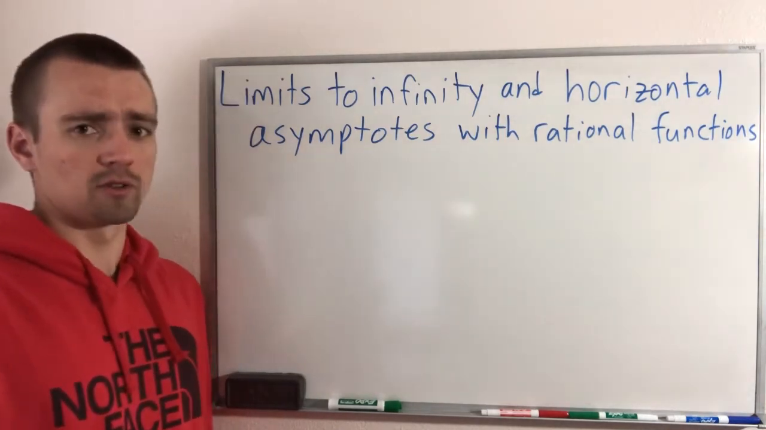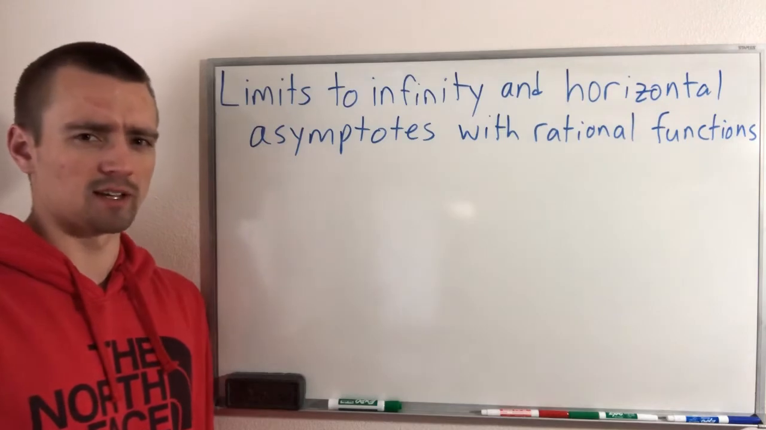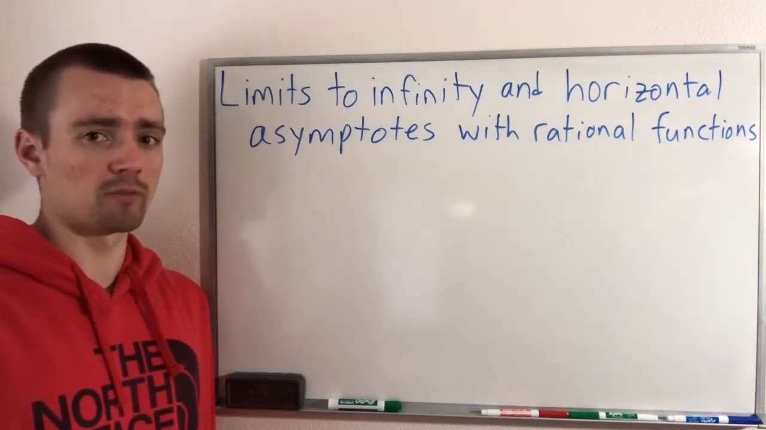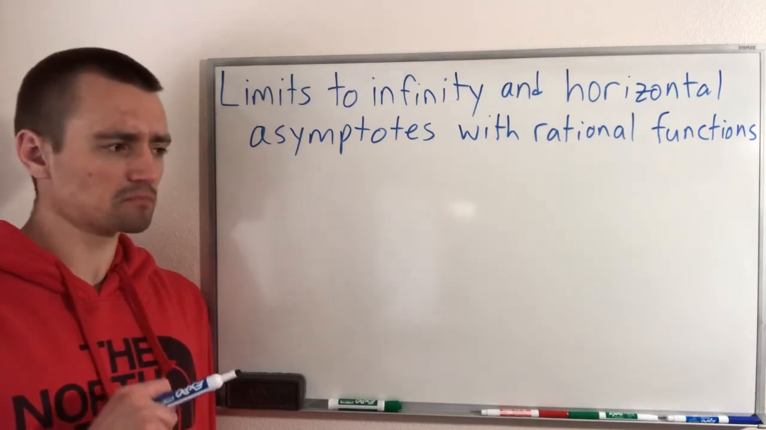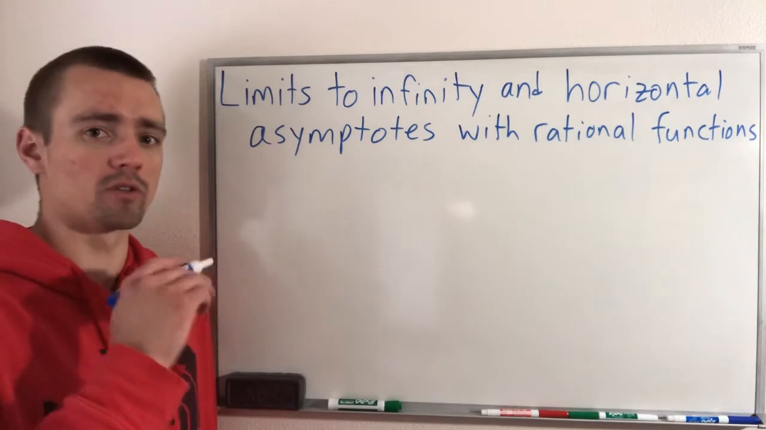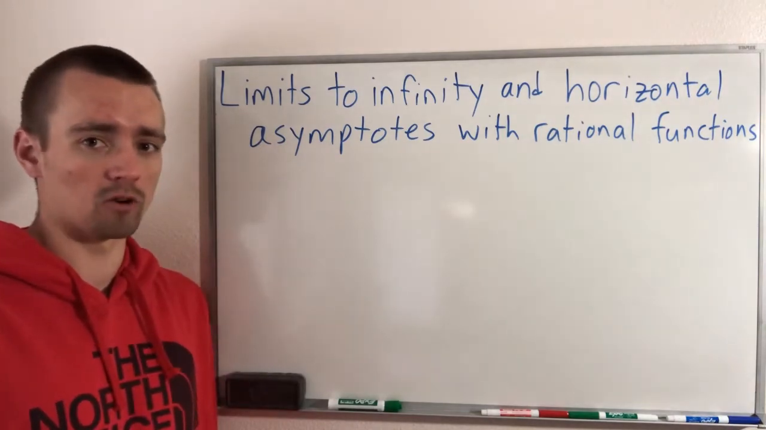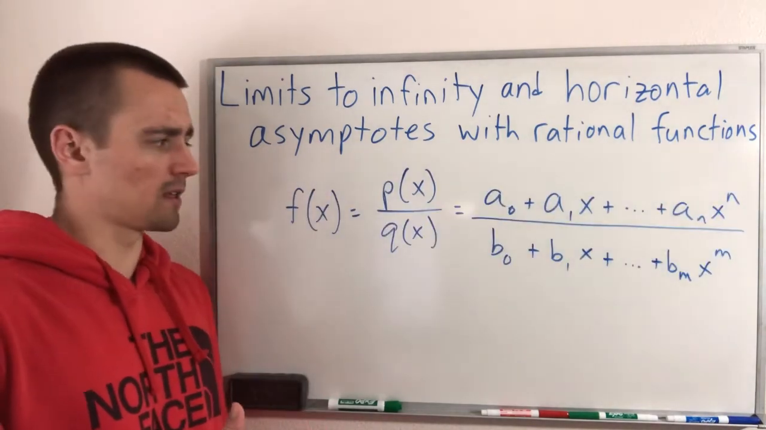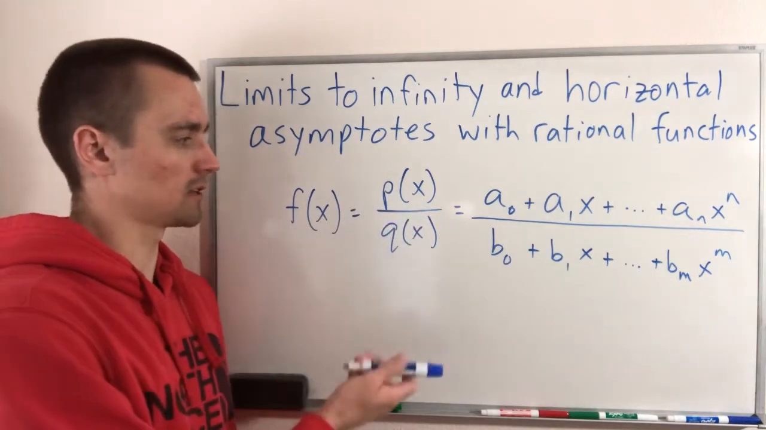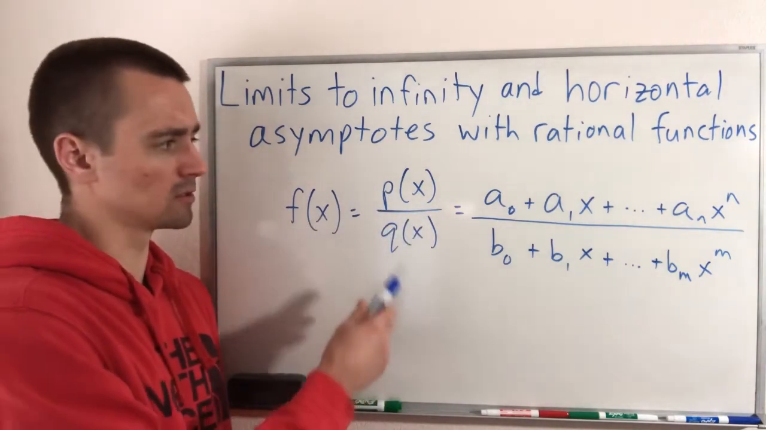So before we get into limits with rational functions, let me just take a second to explain what a rational function is. If you aren't already familiar with it, a rational function is essentially just a function that is a fraction where both the numerator and the denominator are polynomials. So here's what I mean by that. Essentially, we just have a fraction. We'll say both p of x and q of x, in this case, are both polynomials.